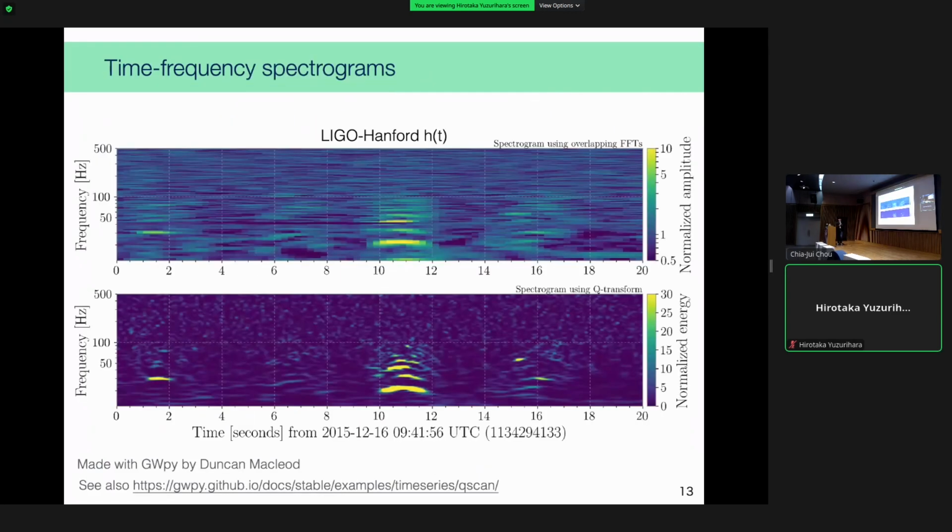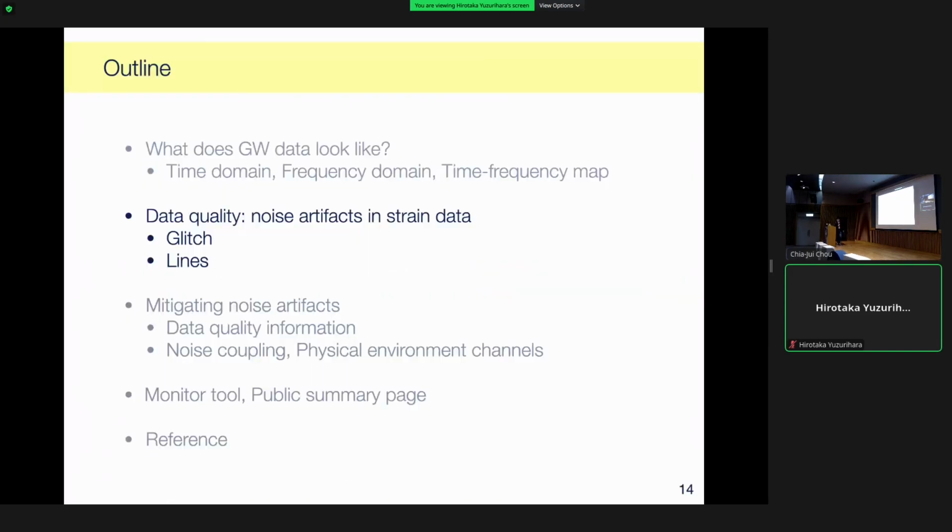The top one is the same as the previous result, the normalized spectrogram, and the bottom one is the result from a Q transform. It looks better. And I guess this is non-stationary noise caused by scattered light. Later, I will show you another example. Okay, next is page 14. So I talked about data quality, noise artifacts in strain data.